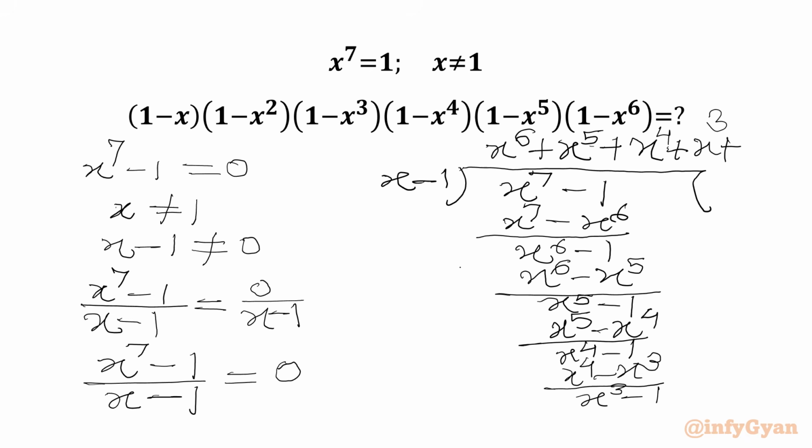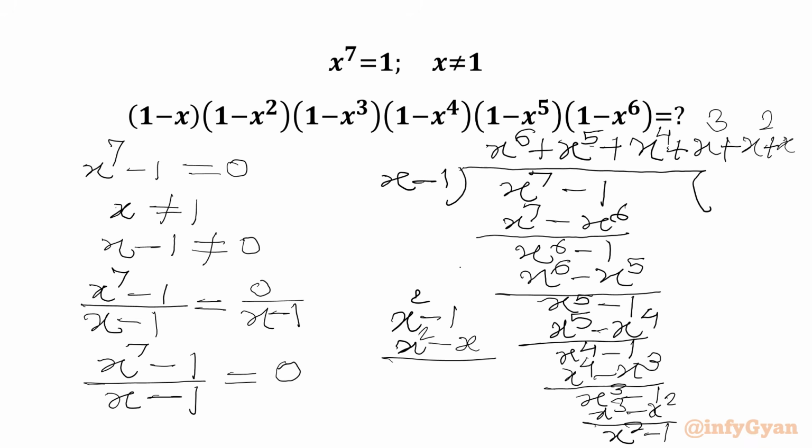We will take x square times here. Then we will get x cube minus x square over here. After subtracting, we will get x square minus 1. We will take x times over here and we will write here x square minus x. We will subtract and get x minus 1. Now we have to write here plus 1 to get our remainder 0. So we will write here x minus 1. Remainder will be equal to 0.